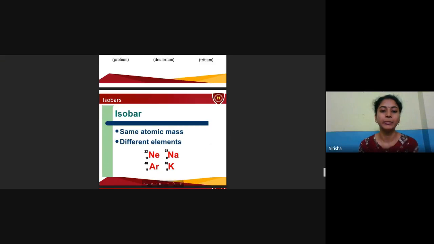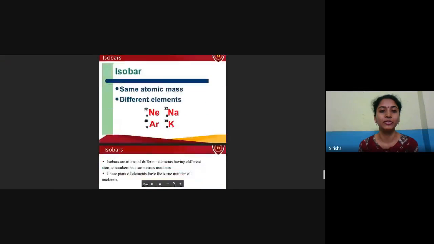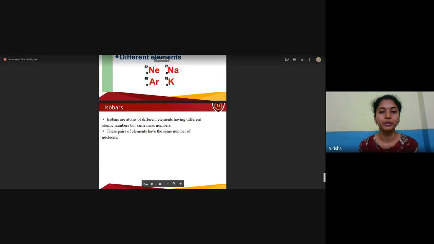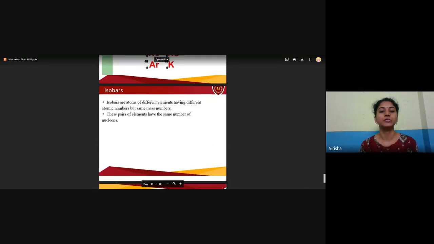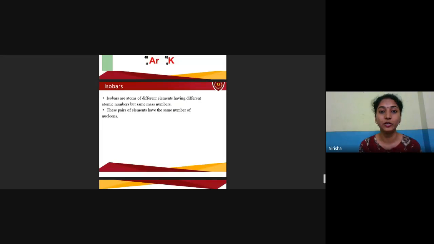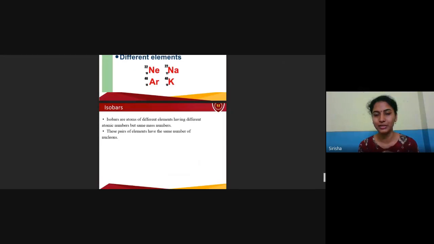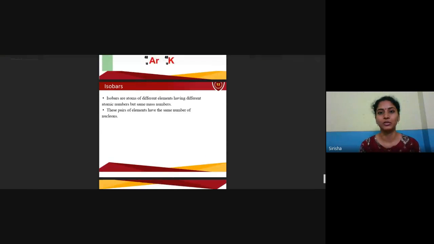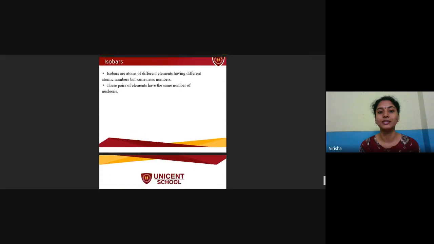Isobars are atoms of different elements with the same atomic mass. Here it is reverse. The superscript will be similar, that is, the mass number will be similar, but the atomic number will be different. Isobars are atoms of different elements having different atomic numbers, that means the subscript will be different, but the mass numbers are the same. These pairs of elements have the same number of nucleons. Nucleons means protons and neutrons together.